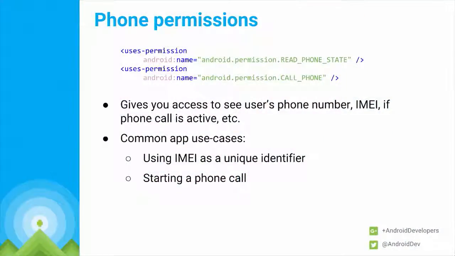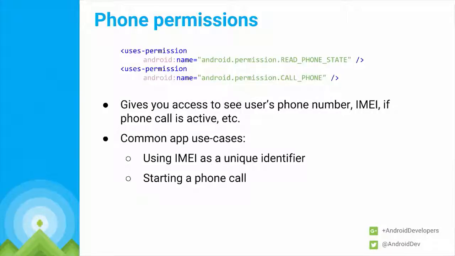Let's talk about phone. A couple permissions that fall under that category, read phone state and call phone. And these are pretty powerful too. When you think about it, they give you access to see the user's phone number, to see their IMEI, to read the current state of the phone. Are they in a phone call or not?